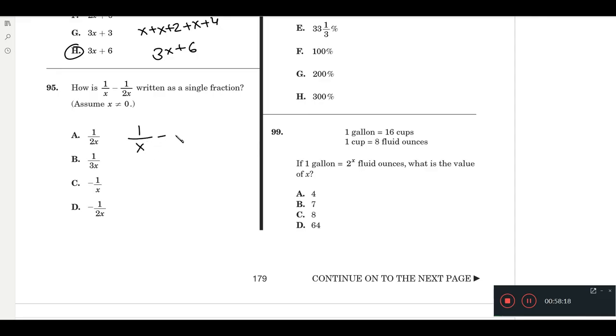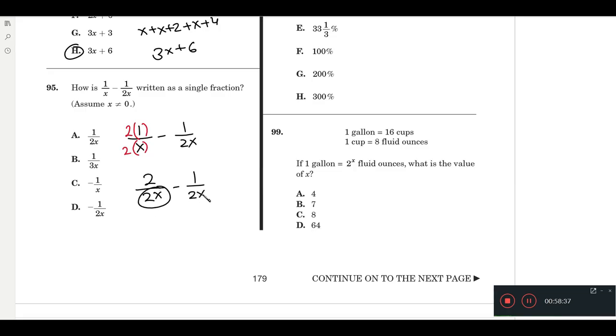1 over x minus 1 over 2x. So if I have 2x, we want to make the denominator the same. How do I turn x into 2x? Multiply by 2. What we can do is multiply this fraction by 2 top and bottom. What happens is 2 over 2x minus 1 over 2x.